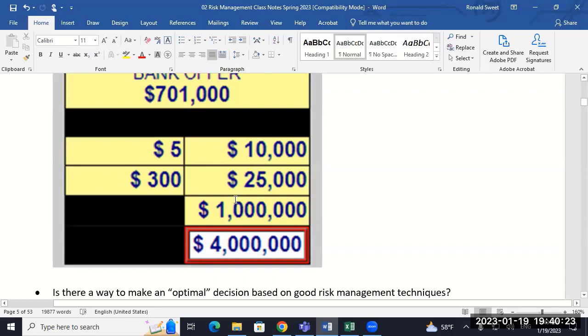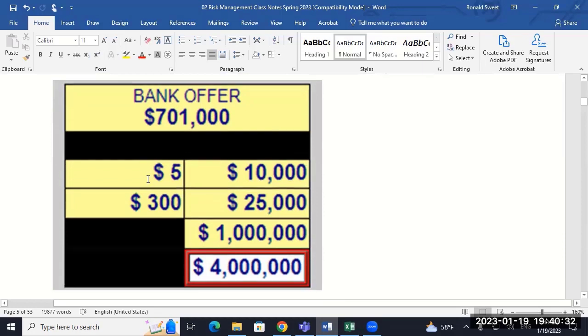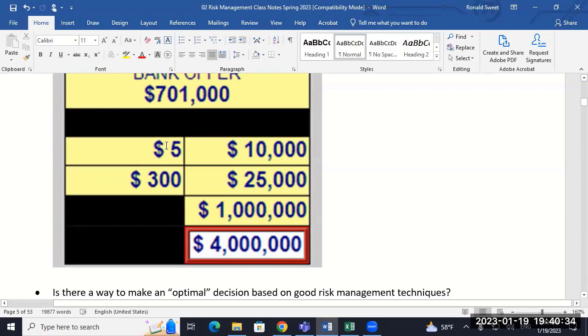Well, this was at one point the highest bank offer ever, $700,000. Now this is a game show and they're offering you $700,000. And these are the boxes she had left. She had these 6 boxes left: 5, 300, 10,000, 25,000, $1 million, and 4 million. So she's got a 70% chance it's $25,000 or less. And she's got a 30% or 1/3 chance that it's $1 million or more. So that sounds pretty exciting.